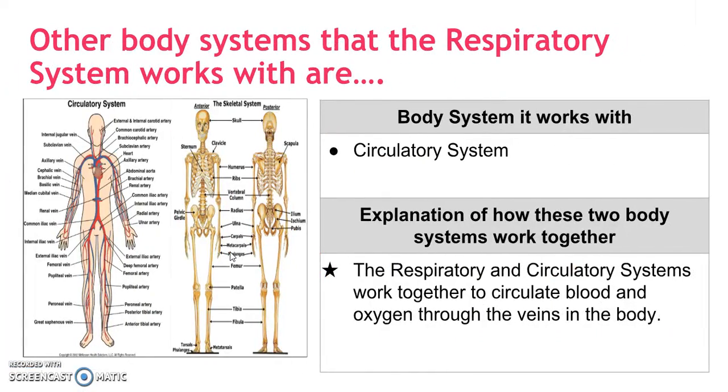Okay, you'll be writing this one down. The respiratory system works with the circulatory system. And how does it do it? Down here it says that the respiratory and circulatory systems work together to circulate blood and oxygen through the veins in the body. Basically, the respiratory system brings in oxygen, and the circulatory system takes that oxygen and circulates it in the blood. Write it down.